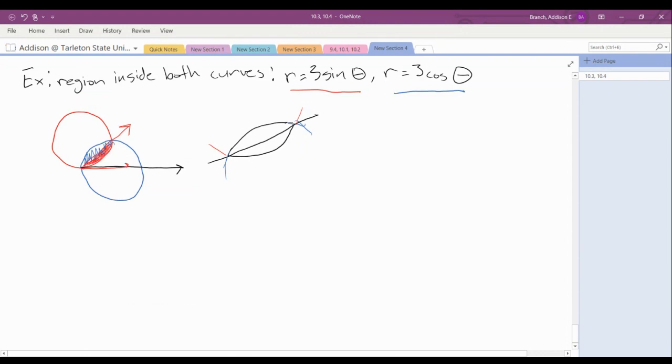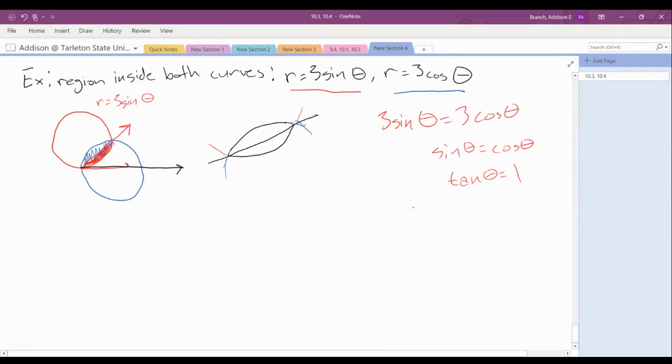This little section that's part of that red circle was part of our r equals 3 sine of theta. We don't have to worry about this piece anymore, just due to symmetry. So what we can actually do is take our point of intersection. We can once again solve that by setting our r's equal to each other. 3 sine of theta equals 3 cosine of theta. Sine of theta is equal to cosine of theta. Tangent of theta is equal to 1.